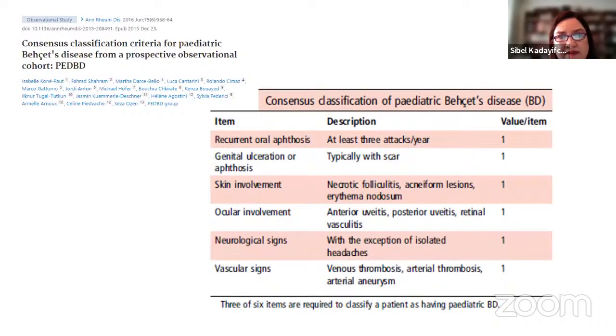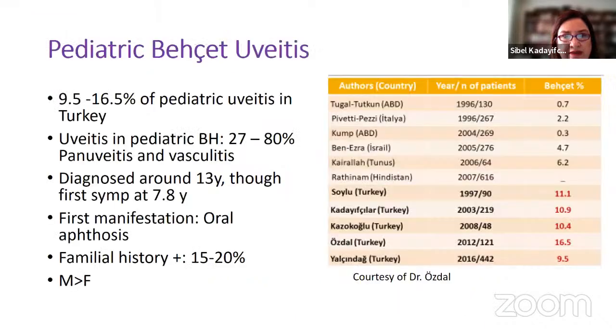There's a consensus classification for Behçet's pediatric Behçet's disease. Three of these six items are necessary to classify a patient as having pediatric Behçet's: recurrent oral ulcers, genital ulceration, skin involvement, ocular involvement in the form of anterior uveitis, posterior uveitis or retinal vasculitis, neurological signs or vascular signs.